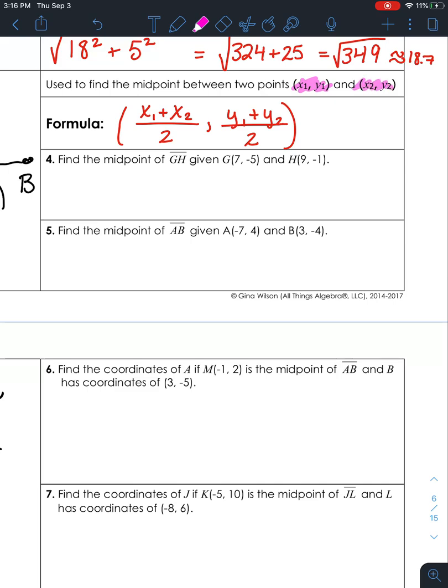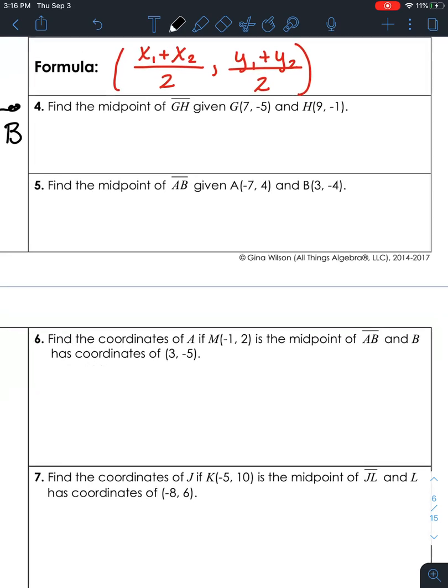Points come in the form x comma y, and just like what we did with distance, we're going to do the same thing again with labeling them x1, y1, x2, and y2. You're going to put them into the formula, and it's going to come out again as a point, x comma y. You're going to add your x's, divide by 2, add your y's, divide by 2. That's how you're going to get your new x and your new y.